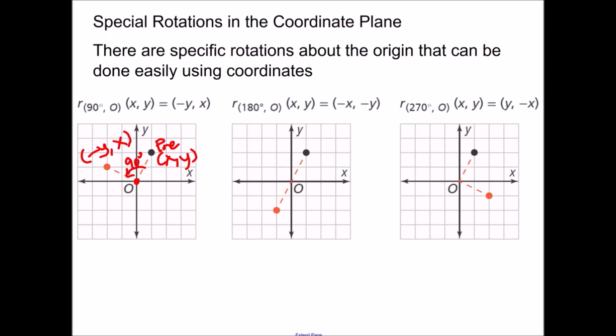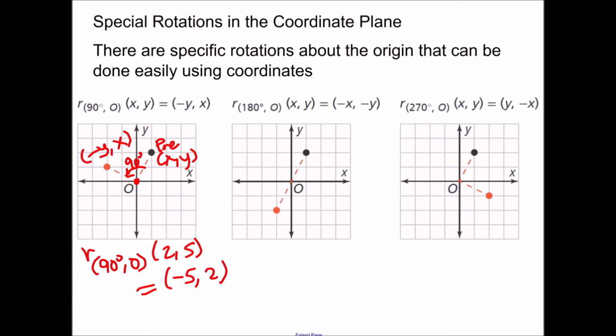So for example, if I'm doing a rotation 90 degrees about the origin of the coordinate (2, 5), in this case I would have to make the y negative. So this 5 is going to be negative, and then it switches with the x. That would be the rotation 90 degrees about the origin. And once you know the rule, you can apply this to all the points in that triangle or whatever shape you're rotating.